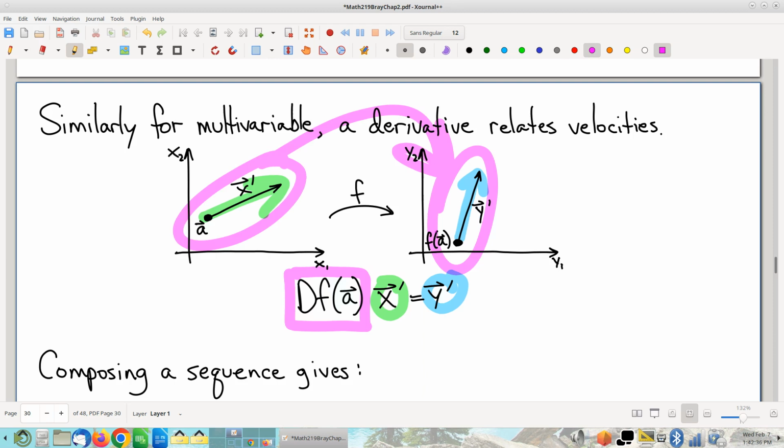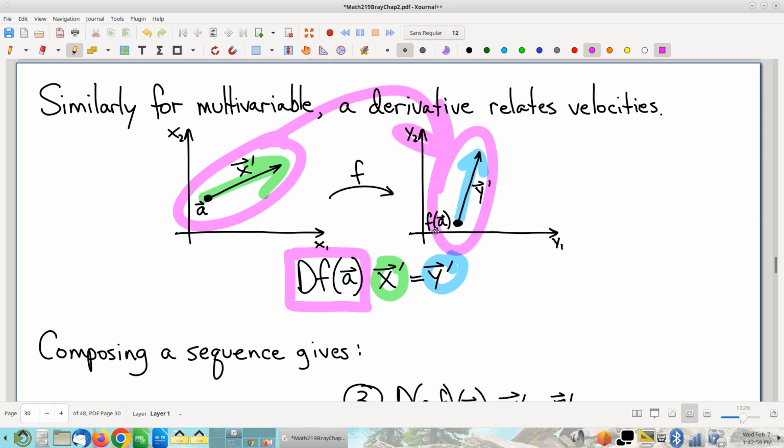It's just that now, instead of being a scalar that you multiply by a scalar, it's a matrix that you multiply by a vector. And so, yeah, sure, different context, different details, but role-wise, it's still that the derivative is a factor that you multiply by input velocity to get output velocity.